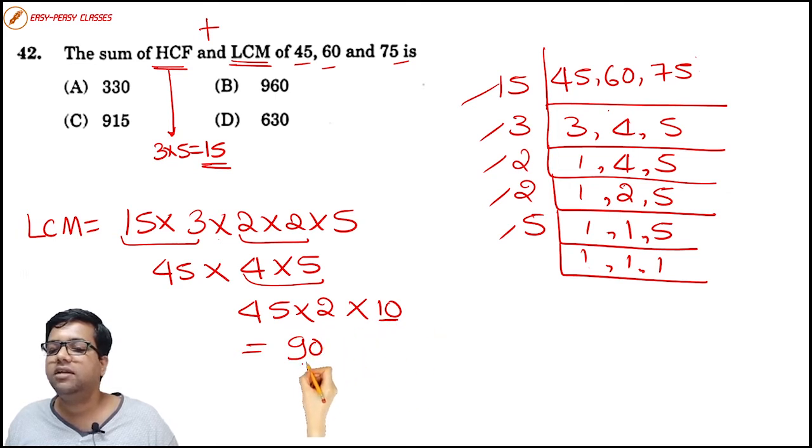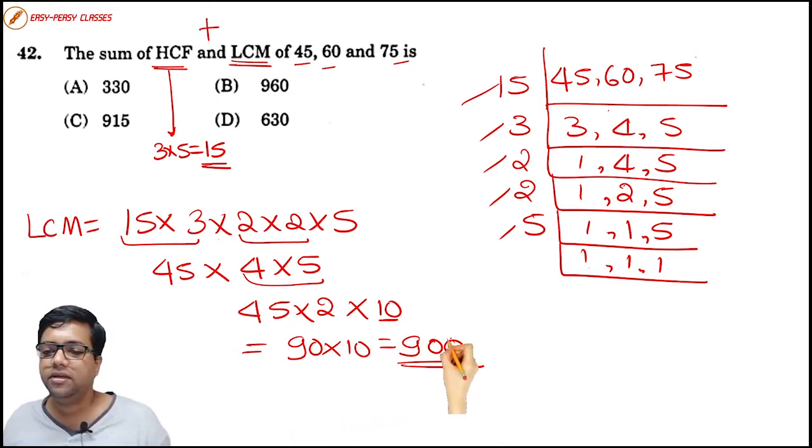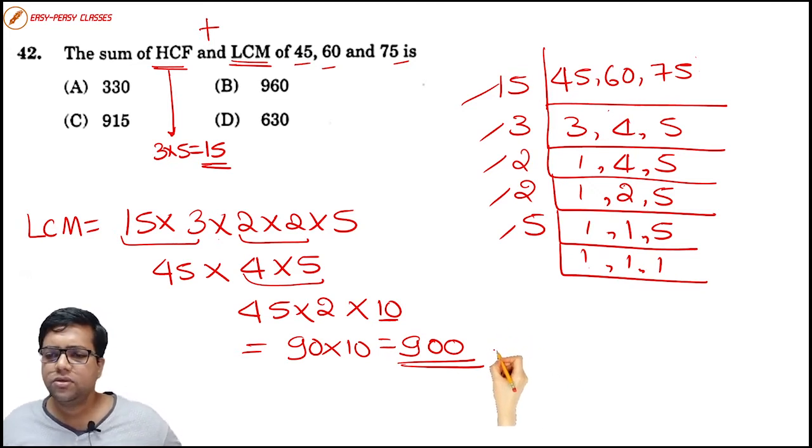And there is another multiplying number, that is 10. 90 into 10, that is 900. Okay, LCM came out to be 900. So your LCM is 900.